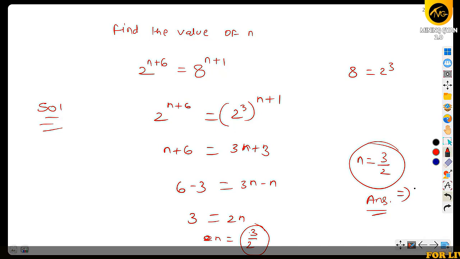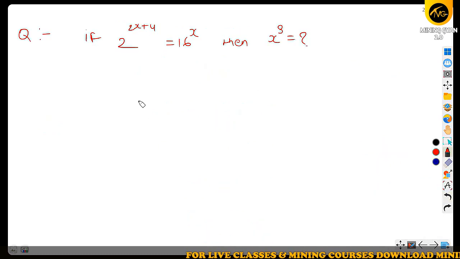So it totally depends on the available options. If the options are in decimal form, then 1.5 is the answer, and if the options are in fractional form, then 3 divided by 2 is also a correct answer. Correct? Okay, now the last question is, 2 power 2x plus 4 is equal to 16 power x.